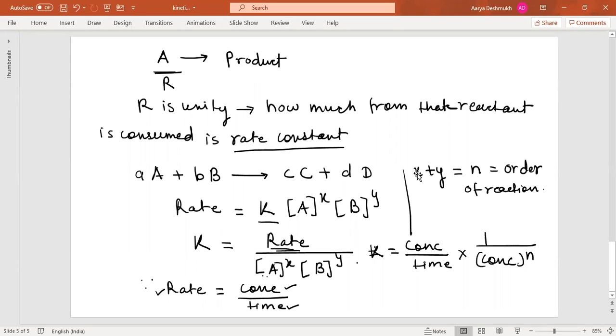N means what? N is nothing but X plus Y. Where the concentration raised to N is nothing but the concentration of A raised to X into the concentration of B raised to Y. Now, we need to find the units for this rate constant. We have these equations in front of you. Let us proceed further for the calculation of this.